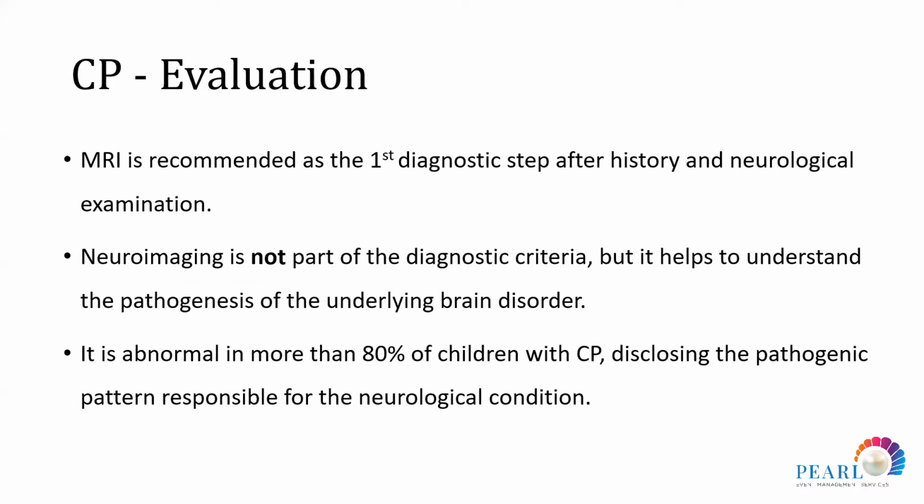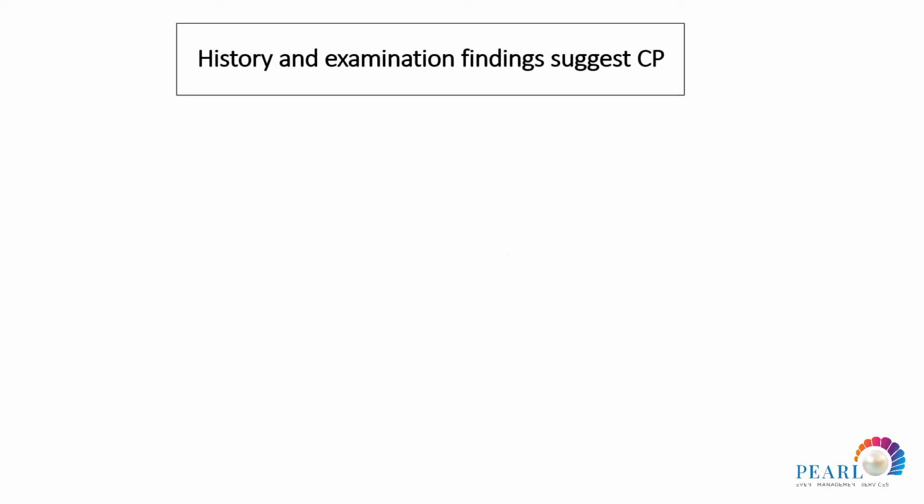First step, usually after taking history and examination, we need to perform an MRI for patients presenting with cerebral palsy. Remember that neuroimaging is not a diagnostic criterion, but it's very important for us to understand the pathogenesis of the underlying brain disorder. It's usually abnormal in more than 80% of the cases.